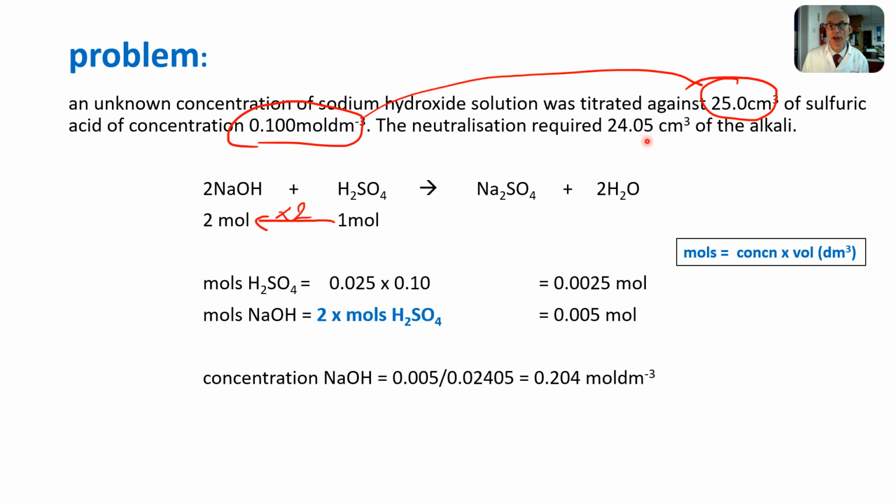We have a volume of alkali at 24.05. So the volume of alkali is 0.0245 decimeters cubed. Our number of moles, of course, just comes down from here. So there we have our concentration in moles per decimeter cubed. 3 significant figures. I've got 3 sig fig here, 3 sig fig here, 3 sig fig here, and 4 sig fig here. So we'll go with 3 significant figures for the concentration.